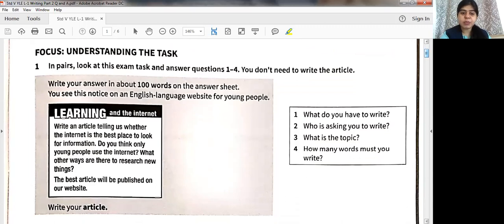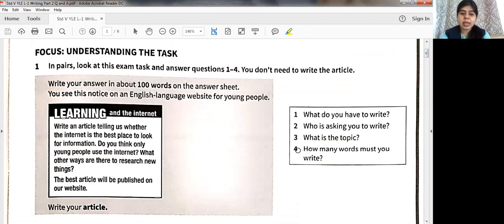The first question: look at this exam task and answer questions 1 to 4. Write your answer in about 100 words on the answer sheet. You see this notice on an English language website for young people. So this is a notice and you have to write an article for it. But before that, we will read this notice and we have to answer these questions.